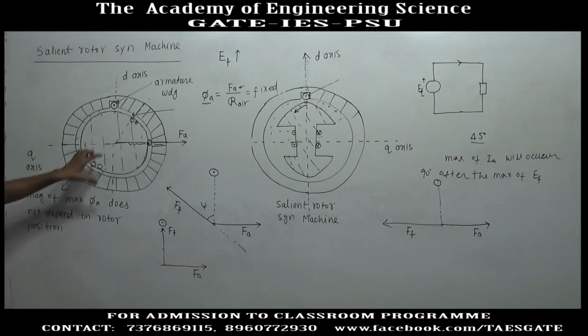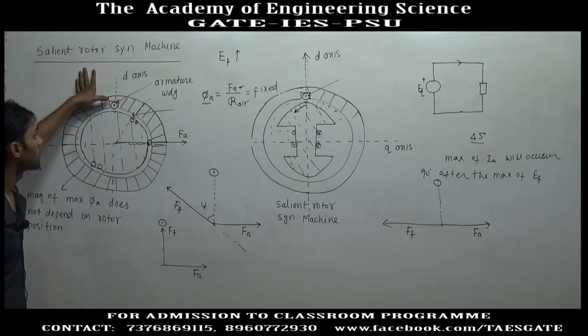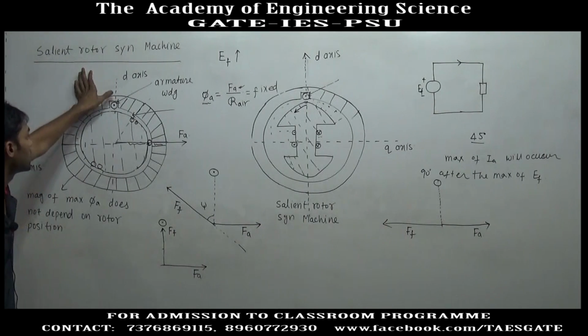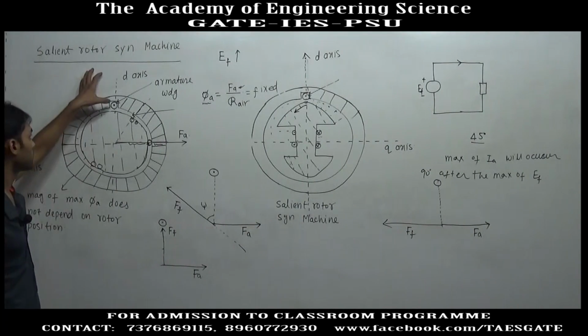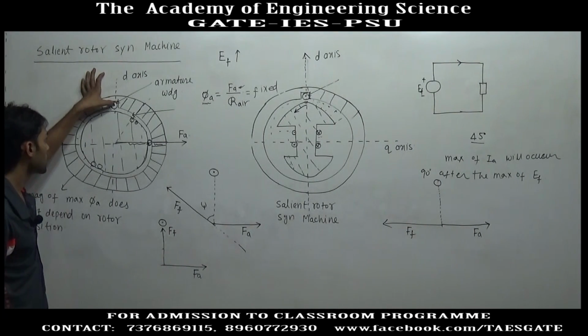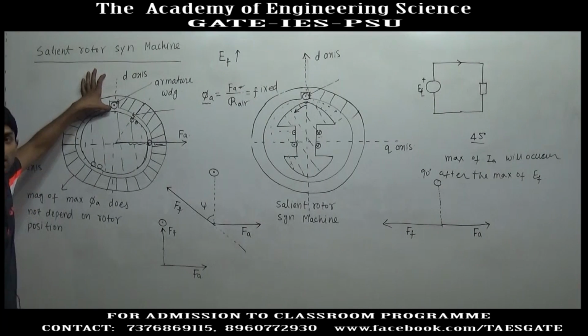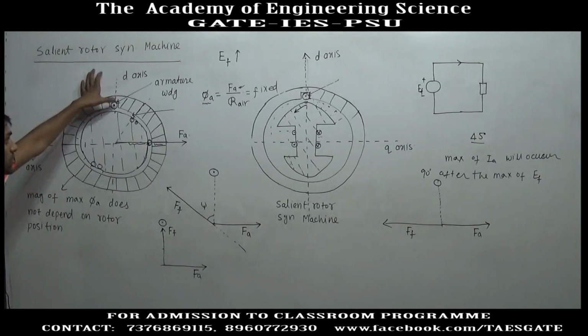And how do we decide the position of the rotor with respect to the maximum current? It is decided by the power factor of the load, because the instant at which the maximum current is induced in this winding depends upon the power factor of the load.